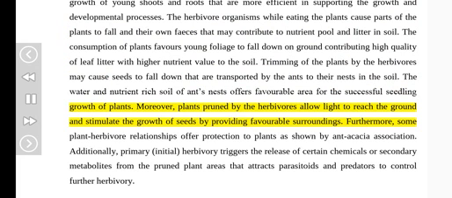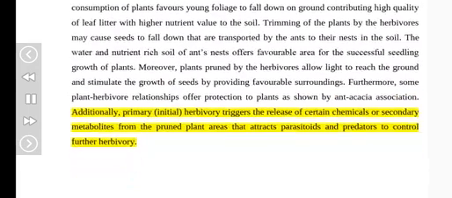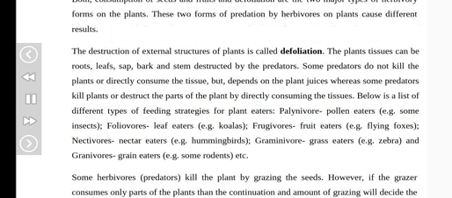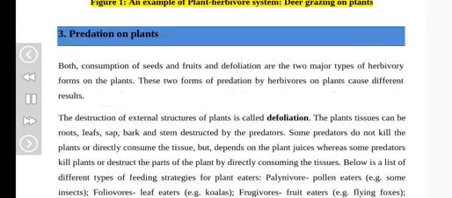Furthermore, some plant-herbivore relationships offer protection to plants, as shown by the anti-acacia association. Additionally, primary initial herbivory triggers the release of certain chemicals or secondary metabolites from the pruned plant areas that attract parasitoids and predators to control further herbivory. Figure 1. An example of a plant-herbivore system, deer grazing on plants.